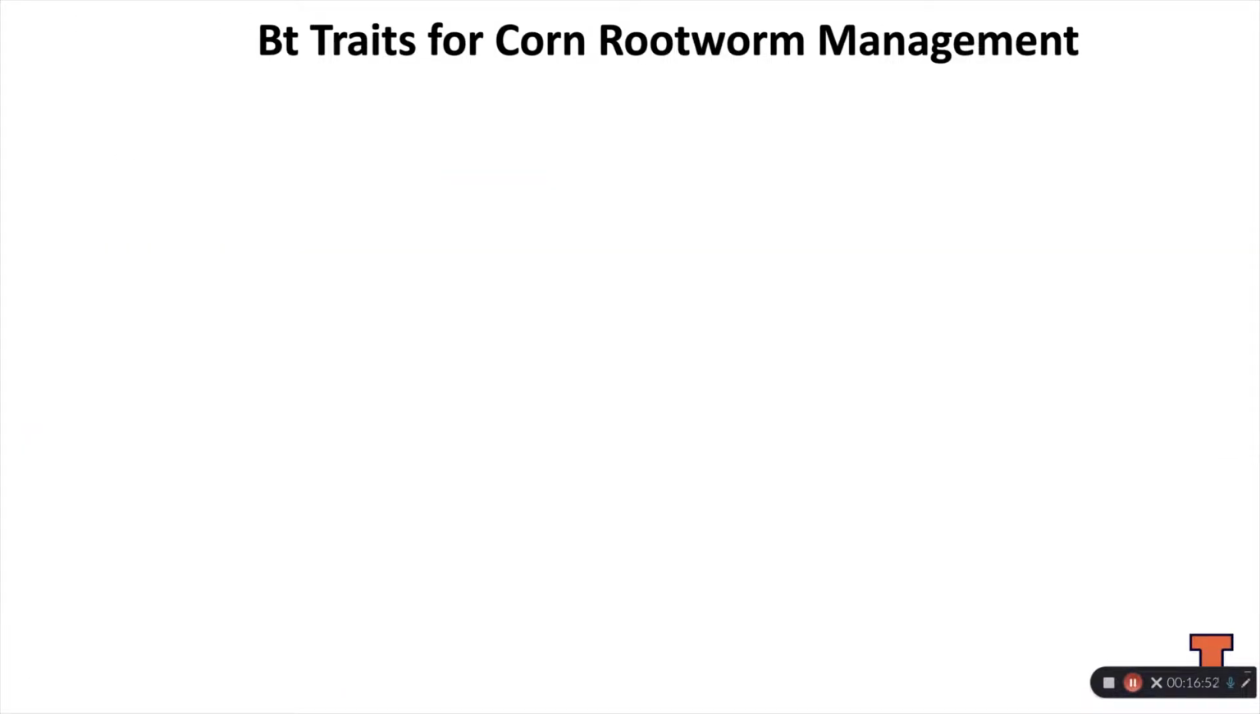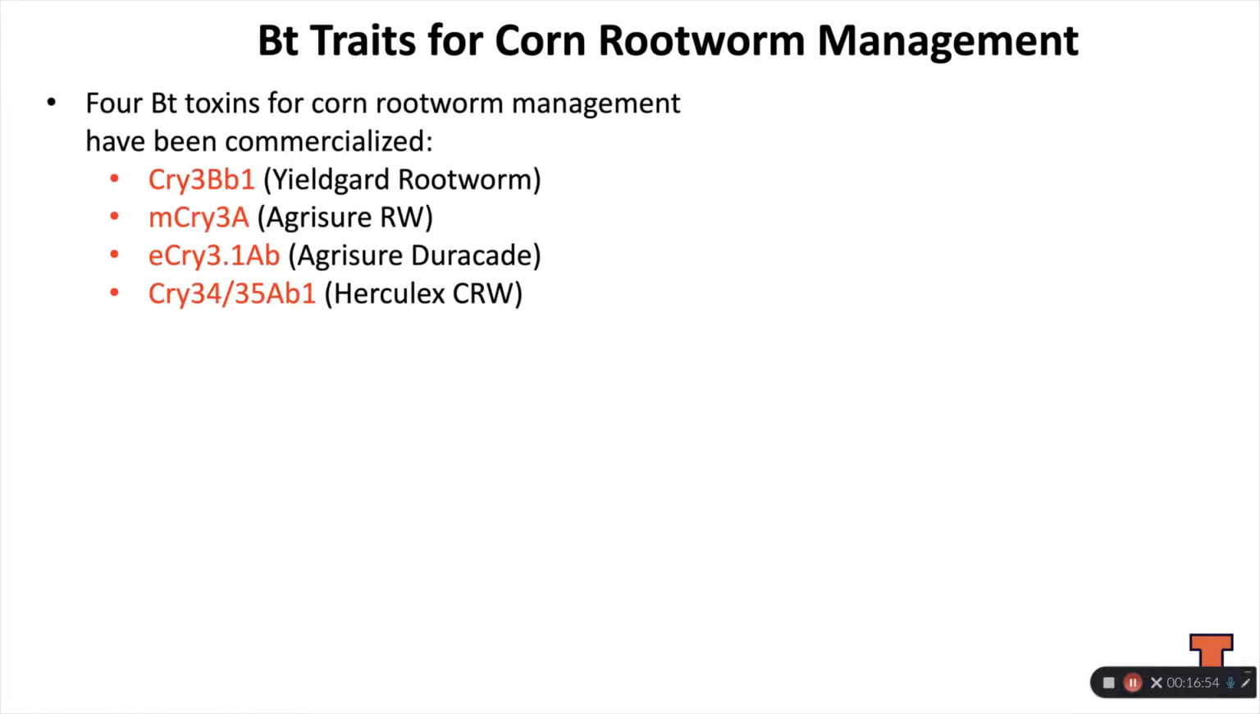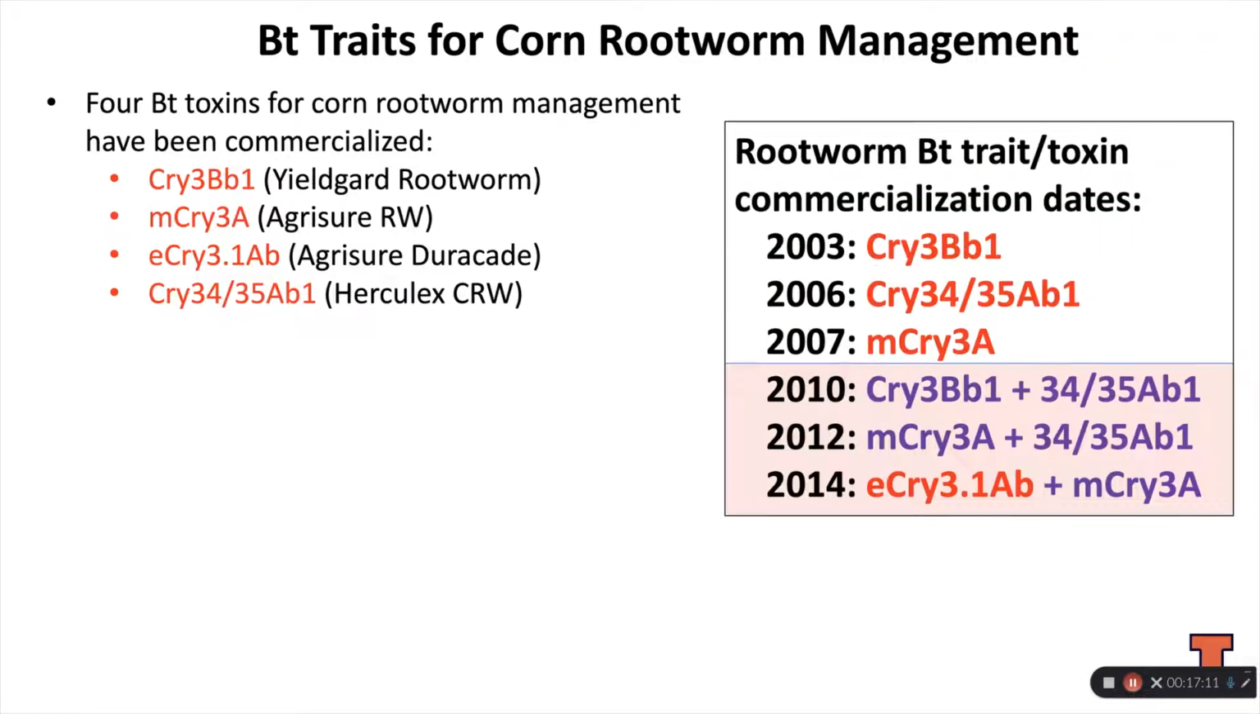There have been multiple traits commercialized for rootworm management. 4 in particular: Cry3BB1, Cry3A, Cry3.1AB, and Cry34/35Ab1. These materials came out beginning first in 2003, Cry34/35 in 2006, Cry3A in 2007, and the last trait, Cry3.1AB, came out in 2014.